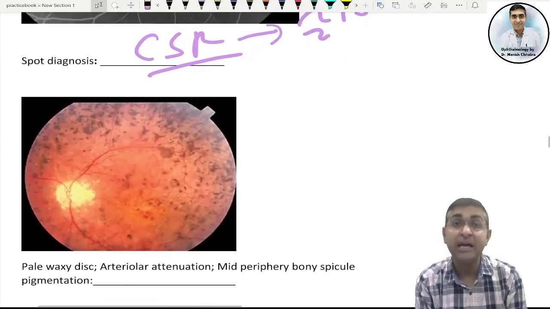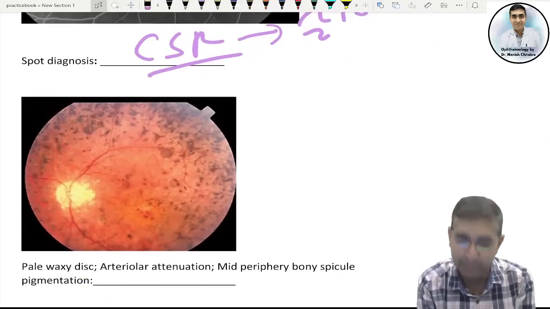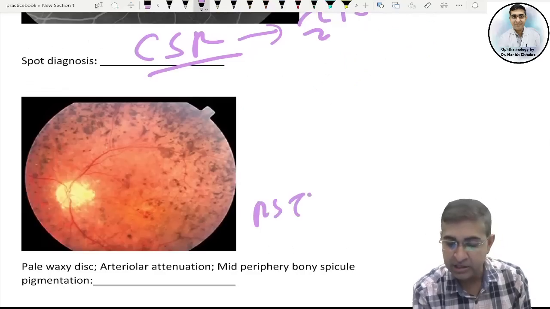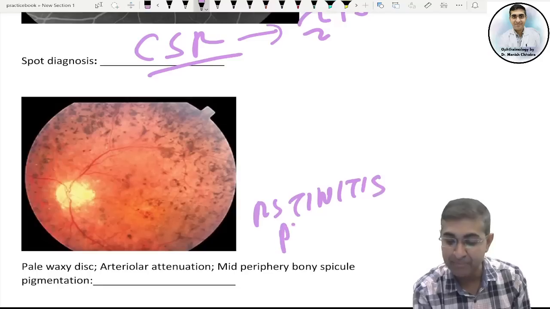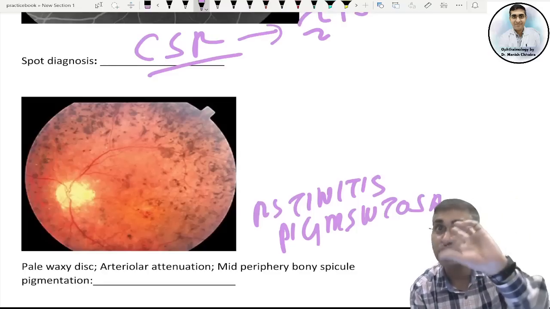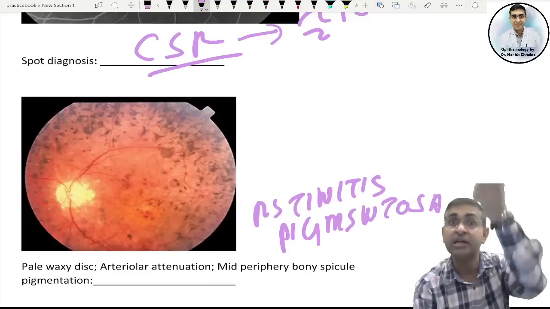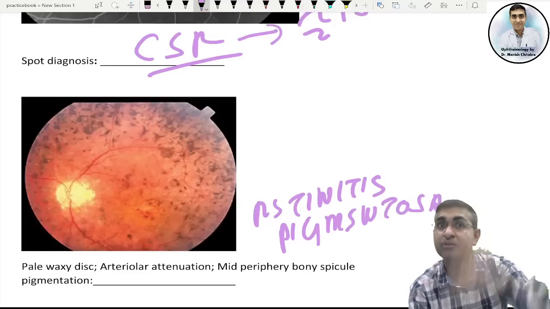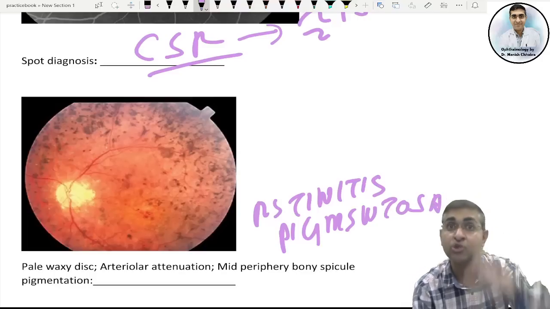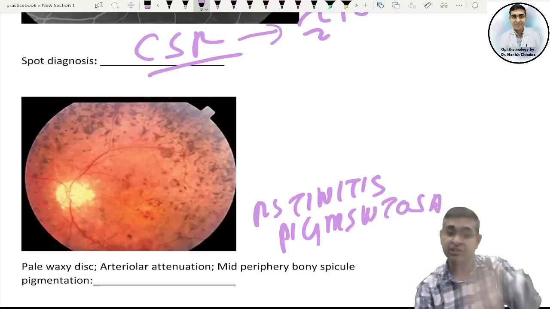What is this? Pale waxy disc, arteriolar attenuation, bony spicule pigmentation at mid periphery. Typical. It is a case of retinitis pigmentosa. It is a condition in which there is apoptosis of rods followed by cones. So rods are affected first. That also tells me that the earliest symptom of the patient will be night blindness. This was also asked in your recent INICET exam, right?